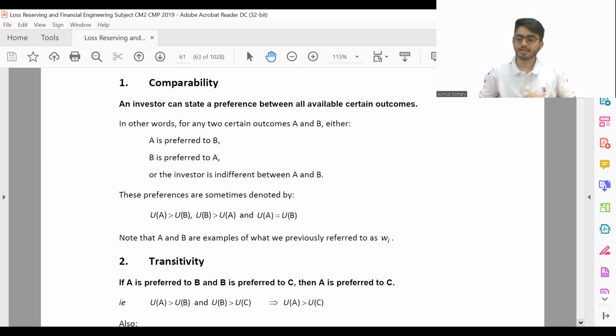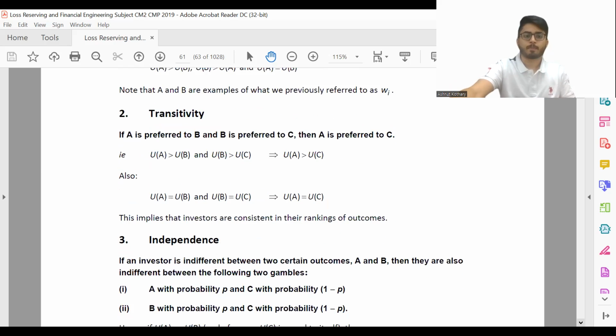In other words, for any two certain outcomes, A and B, either A is preferred to B or B is preferred to A, or the investor is indifferent between A and B. Mathematically speaking, utility of A is either greater than utility of B, or less than utility of B, or equal to utility of B. Next is transitivity, which simply states that if an investor prefers A over B and B over C, then the investor will also prefer A over C. Mathematically, if UA is greater than UB and UB is greater than UC, this should imply that utility of A is greater than utility of C.